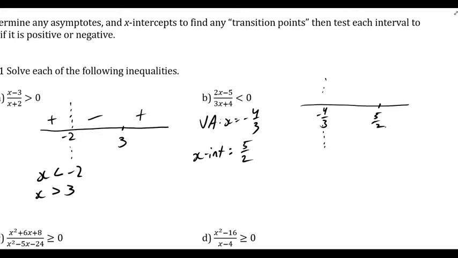So if I pick a big negative number like negative 10, 2 times negative 10 is negative 20 minus more negative, so the top's going to be negative, and the bottom's going to be something big negative plus something small, so that's going to be negative, so it's going to be positive.